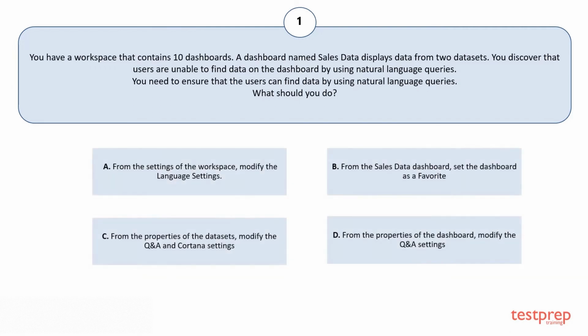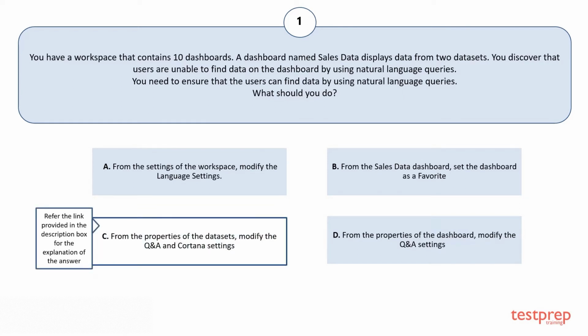Your options are: A. From the settings of the workspace, modify the language settings. B. From the Sales Data dashboard, set the dashboard as a favorite. C. From the properties of the datasets, modify the Q&A and Cortana settings. D. From the properties of the dashboard, modify the Q&A settings. The correct answer is option C.